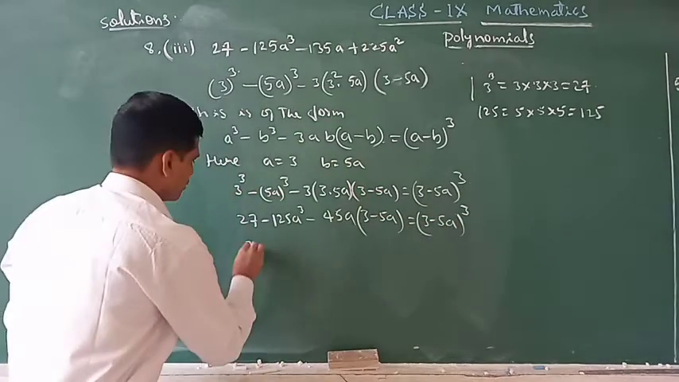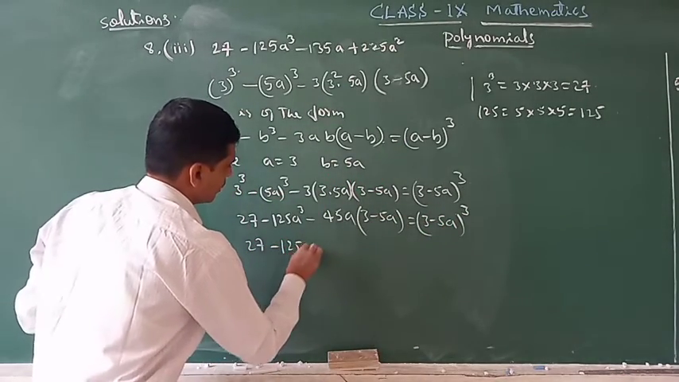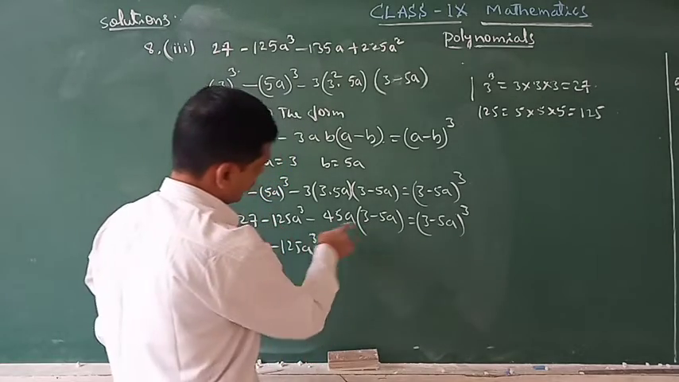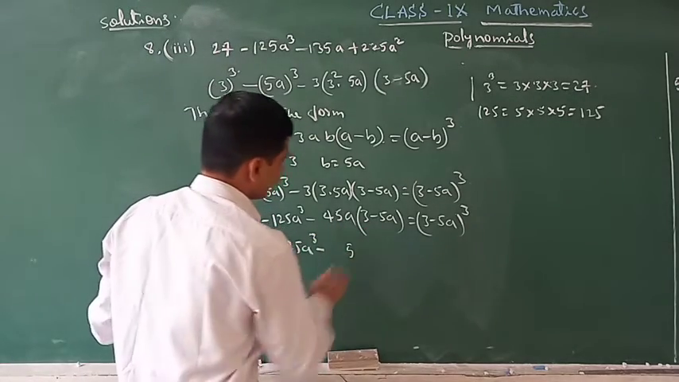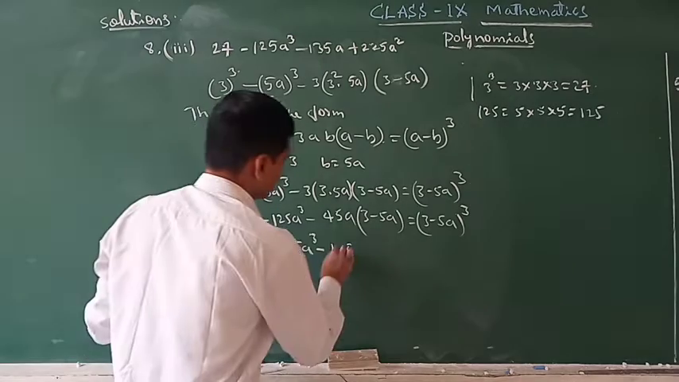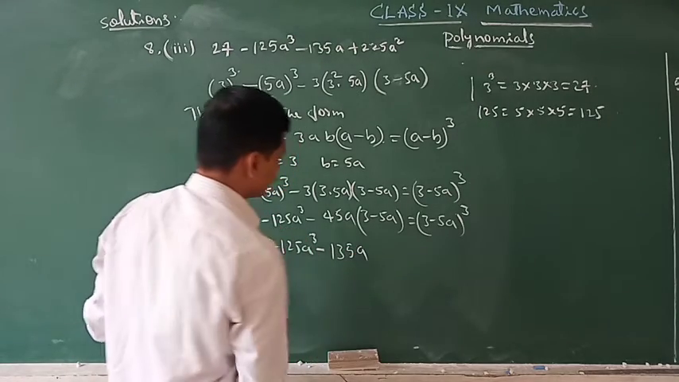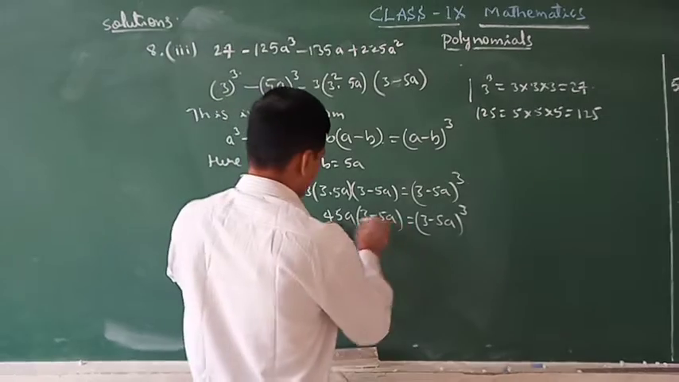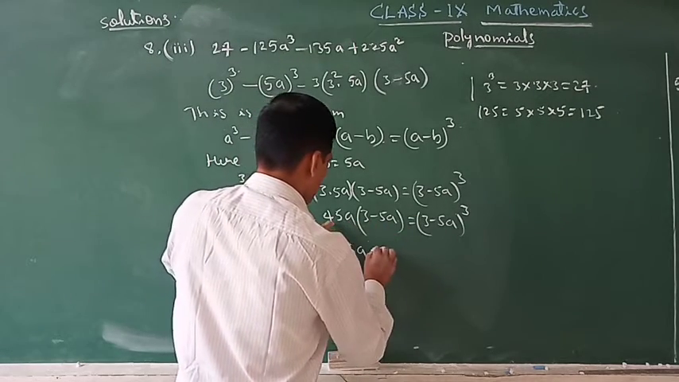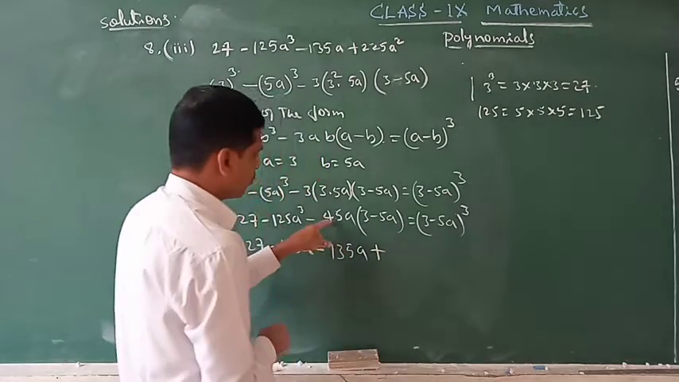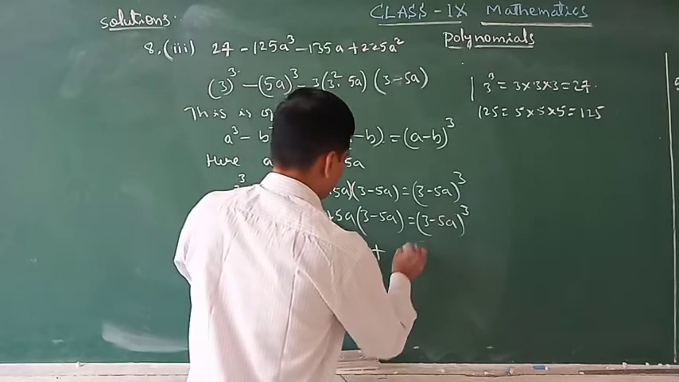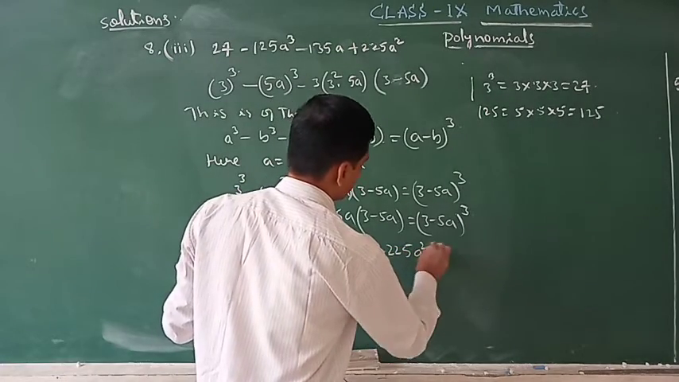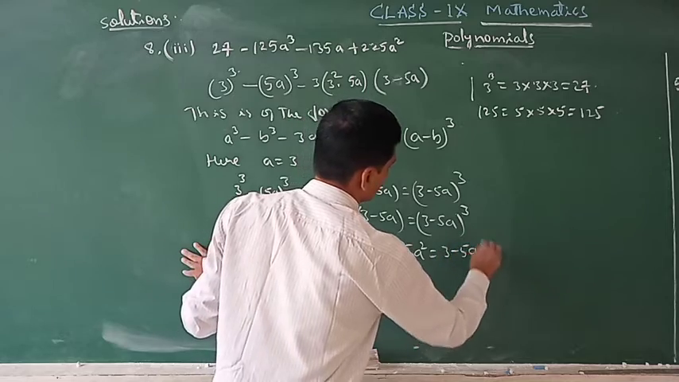So again, you have to simplify. 27 minus 125a cube minus 45 into 3, 5s are... 45 into 3: 3 5s are 15, 1 carry, 3 4s are 12, plus 1, 13, so 135a. Next one, 45 into 5a. Here it is minus into minus becomes plus. Therefore 45 into 5: 5 5s are 25, 2 carry, 5 4s are 20, 22, so 225a square. It is equal to (3 minus 5a) whole cube.